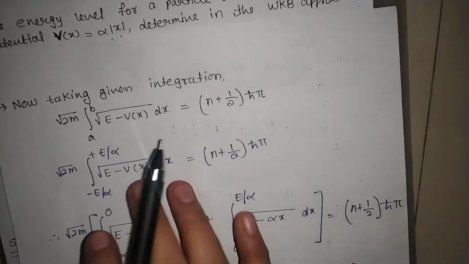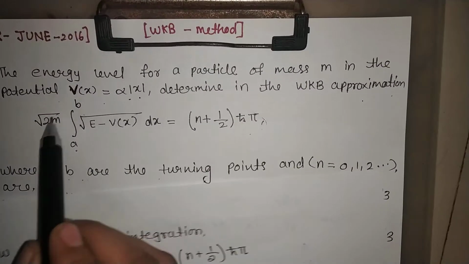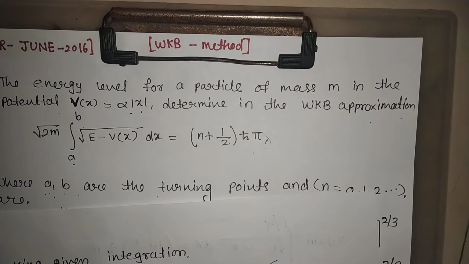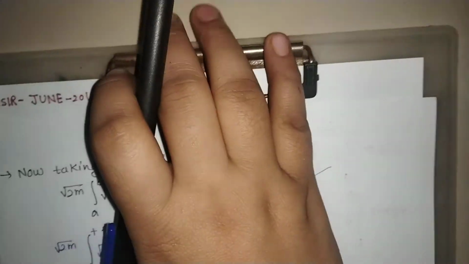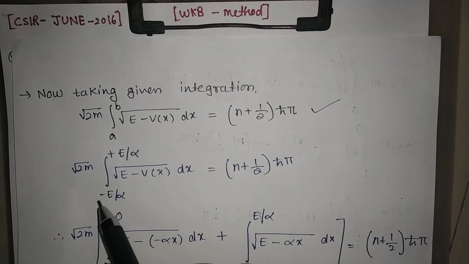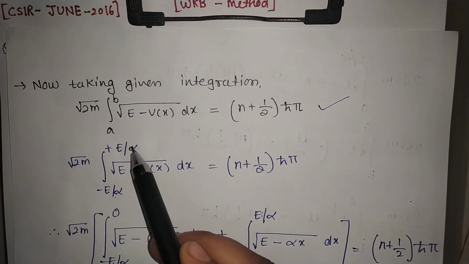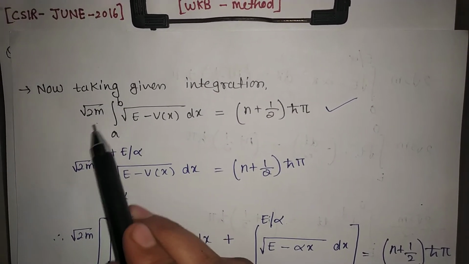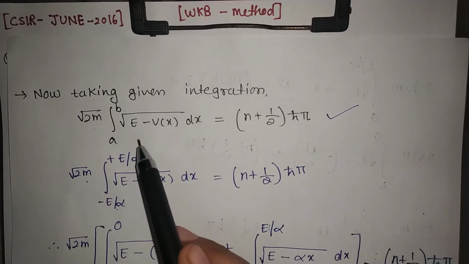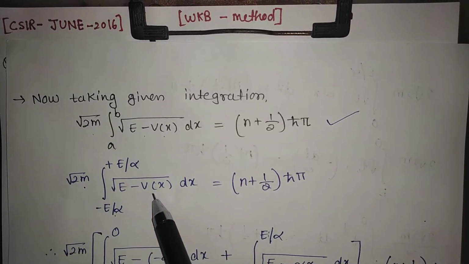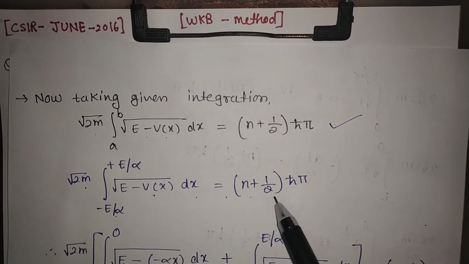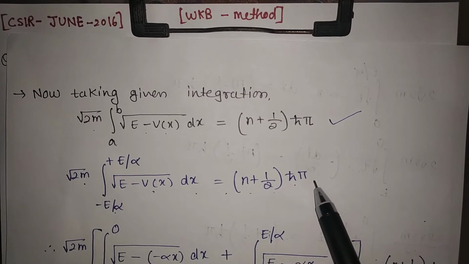So here I have written just this given integration here. Okay, so now see this. Here the value of a and b, I have substituted the lower limit and the higher limit, and root over 2m as it is. Here e to the power minus V of x as it is dx, which equals (n plus half) h cross pi.